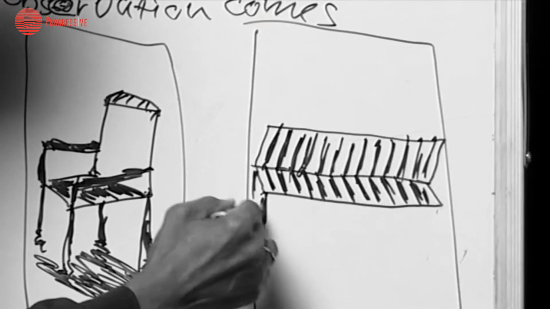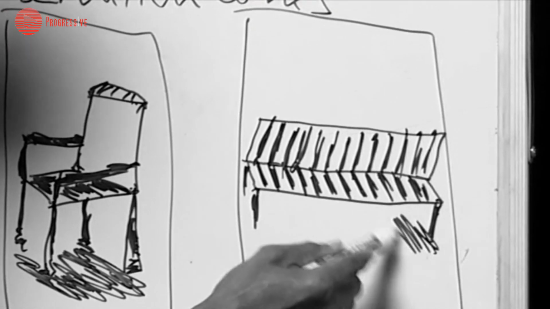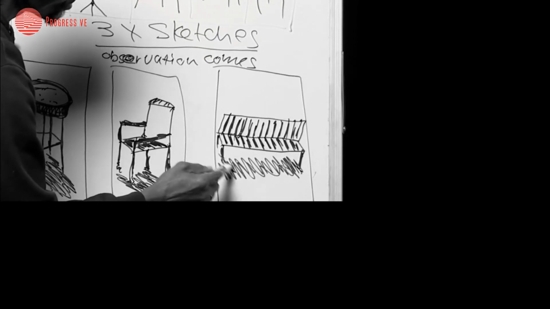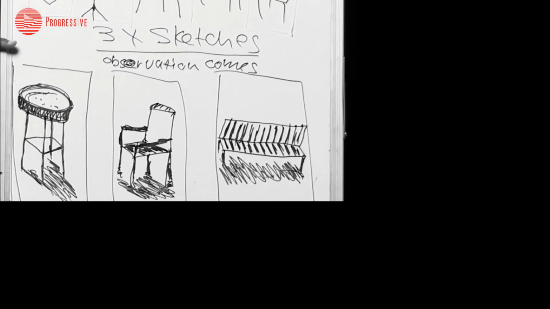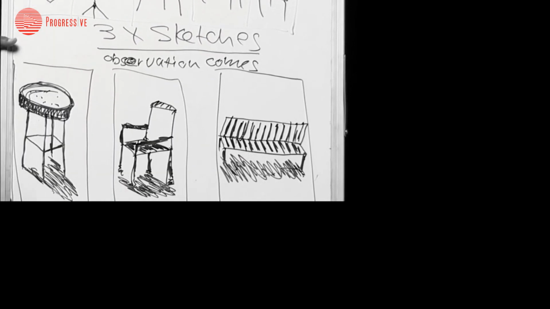So this, let's say, will be my bench. So under here, just the shadow, but in an illustrative format. So try to observe exactly what you are trying to do. So these will be my 3 main sketches.